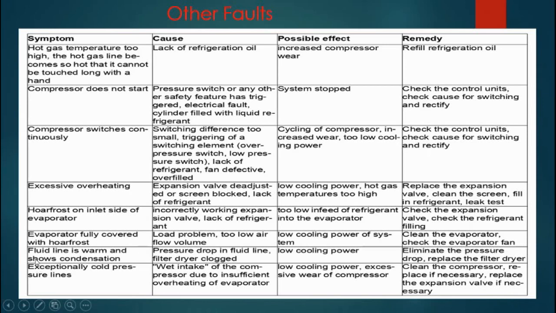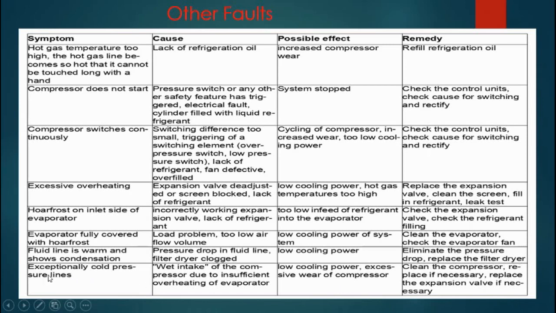And the second last symptom, the fluid line is warm and shows condensation. Its cause is a pressure drop in the fluid line, filter dryer clogged, and its possible effect is low cooling power. So eliminate the pressure drop, replace the filter dryer.